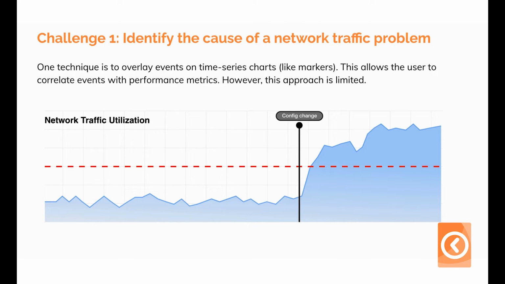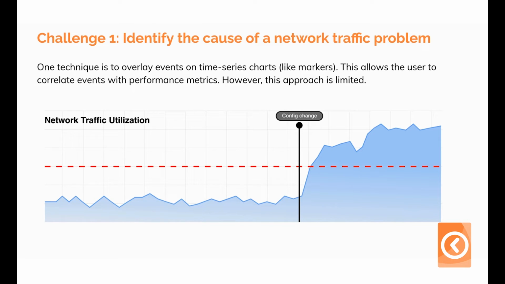This is another common technique. We've overlaid an event on the time series. This allows us to correlate a configuration change on that device with the sudden rise of network traffic. It's effective, but what if there were many configuration changes done by many network admins? You would have to overlay a lot of events, and this chart would get unreadable very quickly.